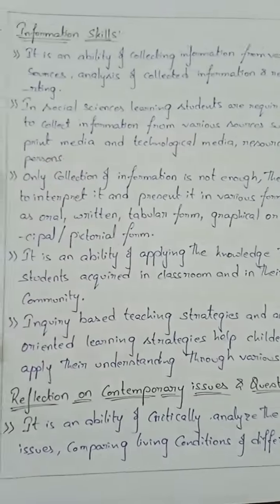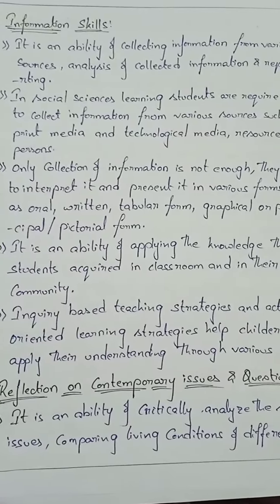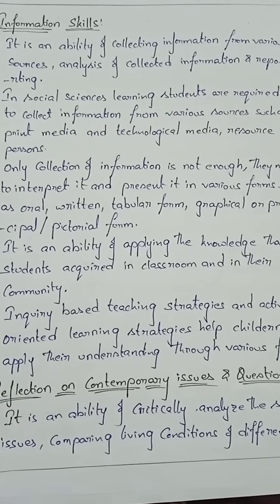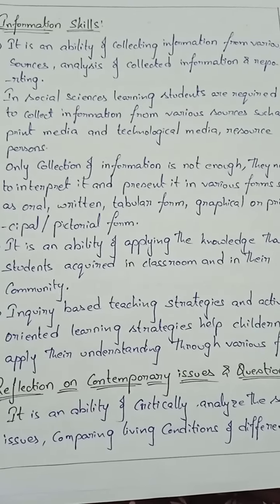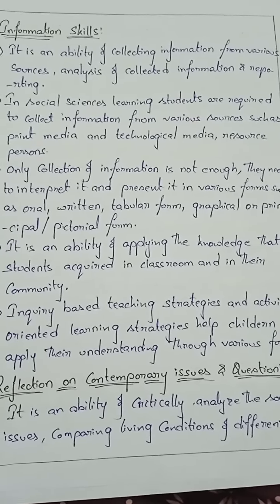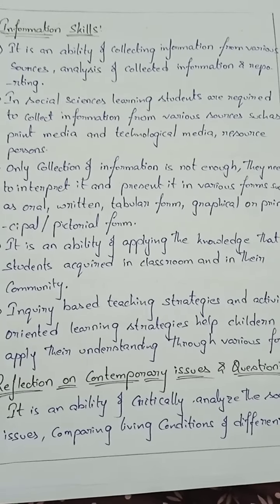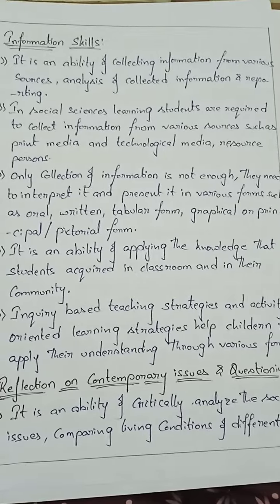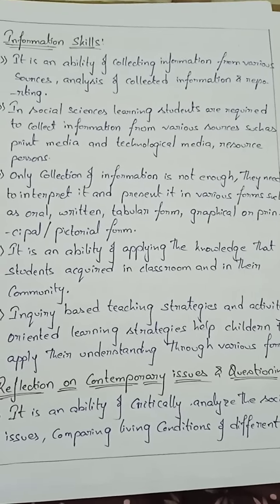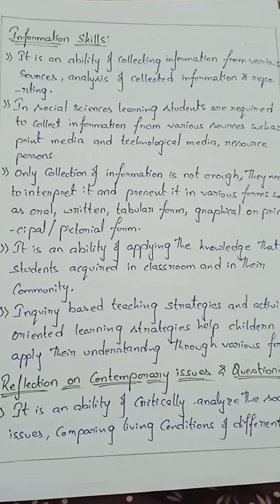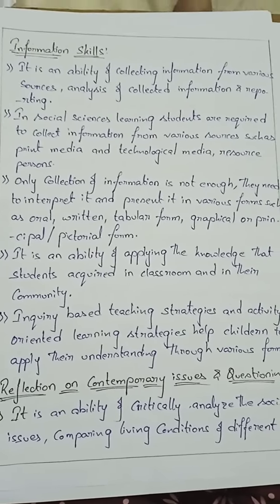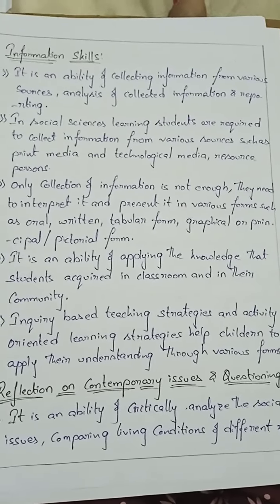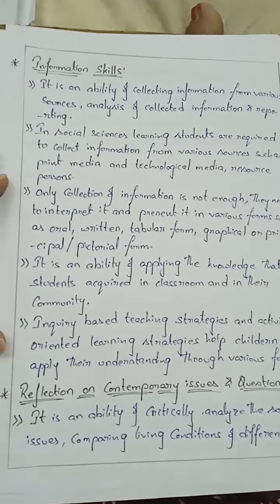Next one is information skills. It is an ability of collecting information from various sources, analysis of collected information, and reporting. In social science learning, students are required to collect information from various sources such as print media, technological media, and resource persons. Only collection of information is not enough. They need to interpret it and present it in various forms such as oral, written, tabular, graphical, or pictorial form. It is an ability of applying the knowledge that students acquire in the classroom and in their community. Inquiry based teaching strategies and activity oriented learning strategies help children to apply their understanding through various forms.